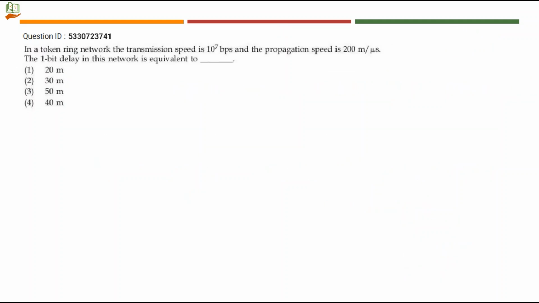In a token ring network, the transmission speed is 10 power 7 bits per second and the propagation speed is 200 meter per microsecond. The 1 bit delay in this network is equivalent to what? They are asking in terms of meter. So the delay in the network is equivalent to some distance or some length, we can say. Token ring network is a LAN that uses a ring topology and token passing access method.